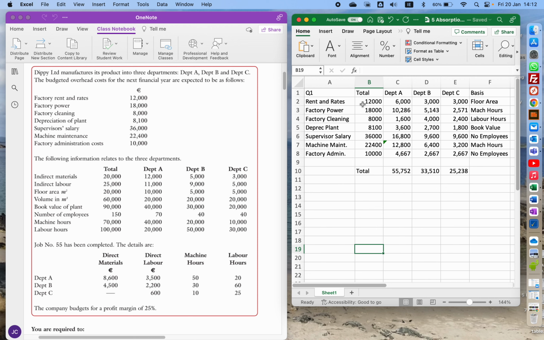I could have chosen, for example, volume. Okay, so I'm going to do that now. So if I decided that volume is what I'm going to use, well, that means I need to change these numbers. Okay, so I'm still sharing out 12,000. The total volume is 60,000 cubic meters. 20, 20, 20. Well, that's nice and easy. So we've got a third in each. So that means 4,000 Department A, 4,000 Department B, 4,000 Department C, because they're all equal.